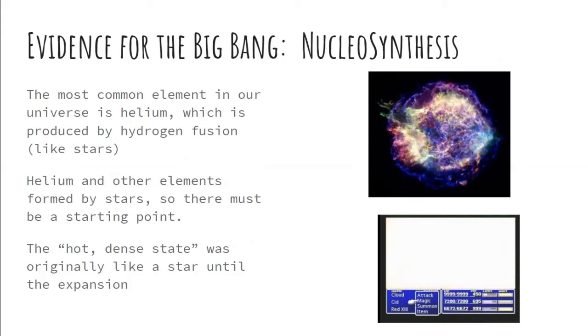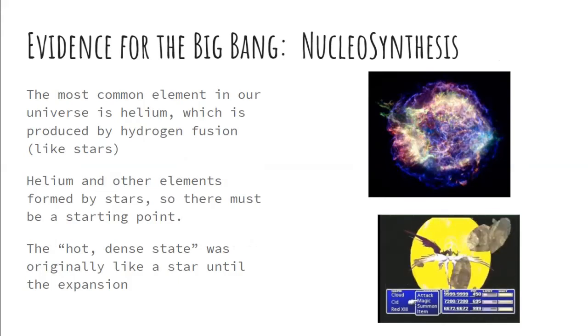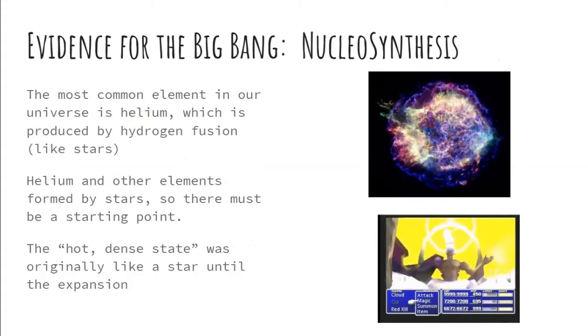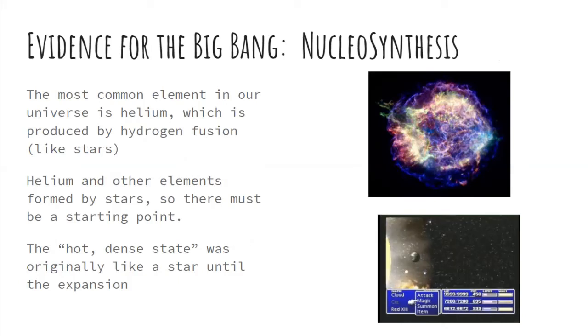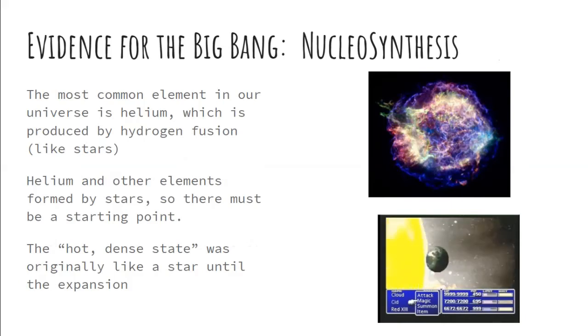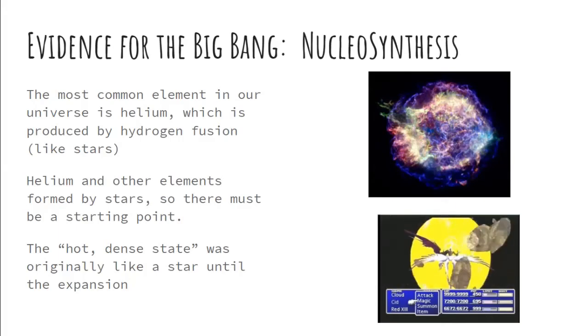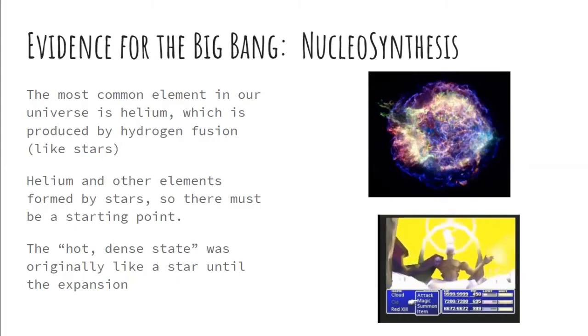Finally, is nucleosynthesis. This is talking about mostly the types of elements that are present in our universe. If you were to research it, you'll find that the most common element of our universe is actually helium. And remember the star lesson, helium is produced from a fusion of hydrogen. Helium and other elements are formed by stars through their supernovas, or just the nuclear processes inside them. So there must be a point where all of these elements start.